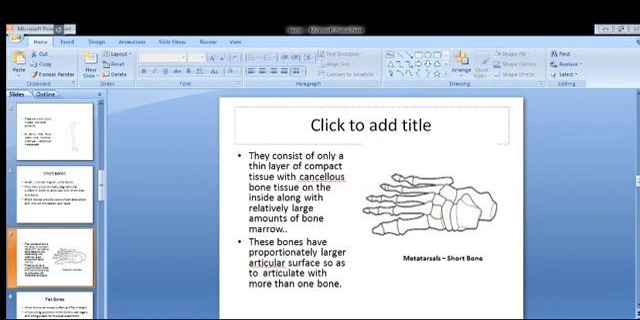Now yes, read it. These Hello. larger articular surface so as Ma'am, hello.